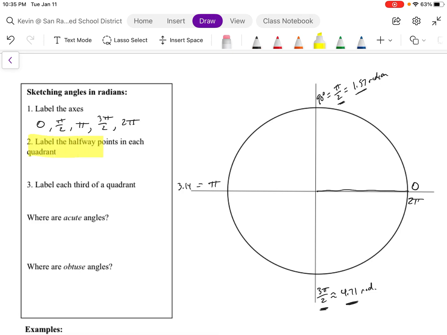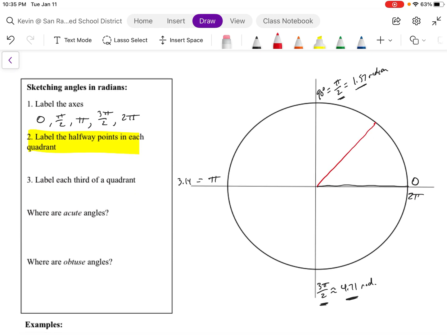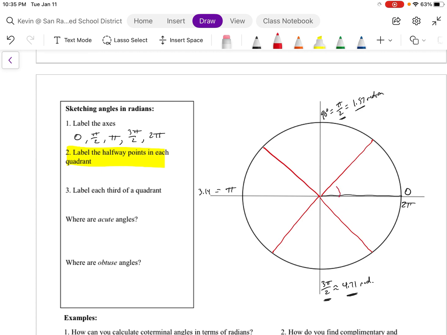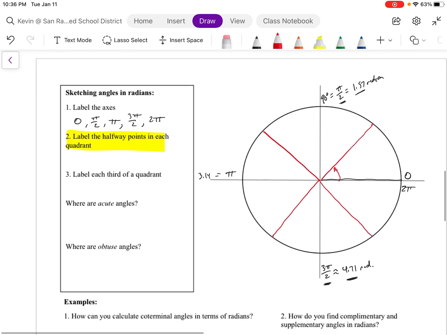Next, it asks us to label the halfway points of each quadrant. Do that in red. That would be halfway of the first quadrant, halfway of the second quadrant, halfway of the third quadrant, and halfway of the fourth quadrant. So the question is, what is this angle here? This is halfway between 0 and pi over 2. So this is 1/4 pi, or pi over 4.